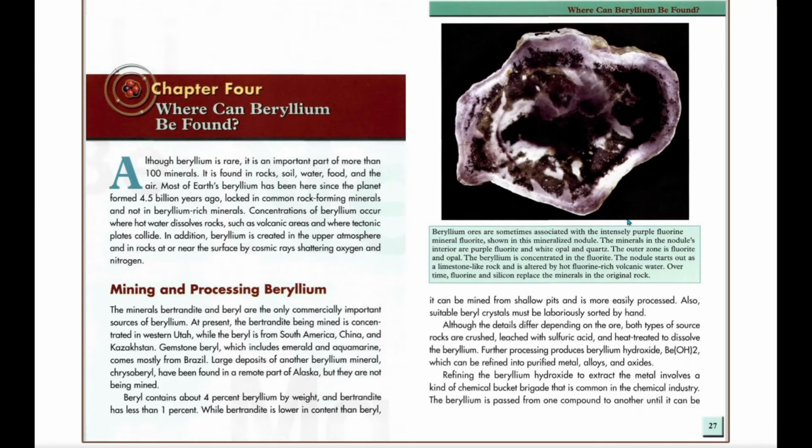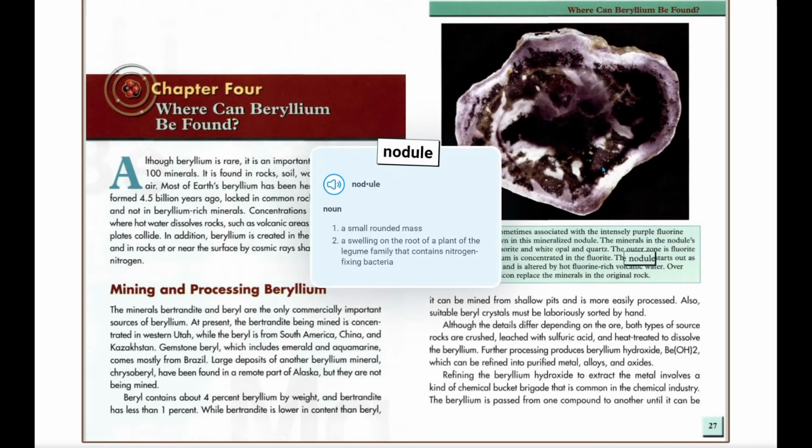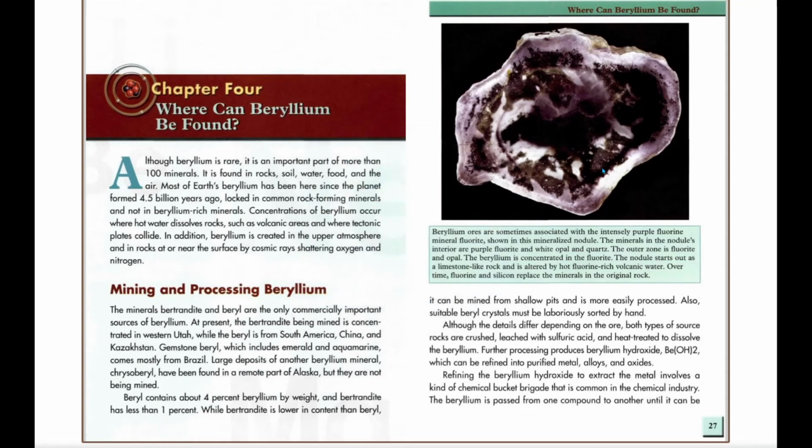The nodule starts out as a limestone-like rock and is altered by hot, fluorine-rich volcanic water. Over time, fluorine and silicon replace the minerals in the original rock.